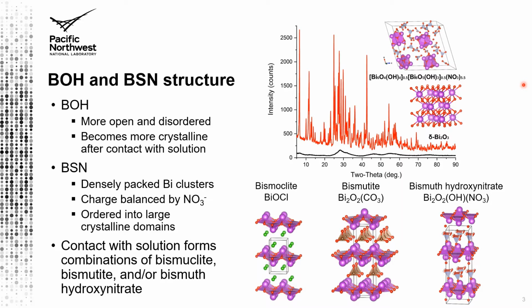Also shown here are the most prevalent forms the BOH and BSN take after contact with solution, including bismuclite, bismutite, and bismuth hydroxynitrate. In most tests we've conducted over time, the BOH mostly forms bismutite, while BSN forms bismuth hydroxynitrate and/or bismutite in most cases, although many other bismuth-based structures have been identified in post-experiment XRDs of the bismuth material.